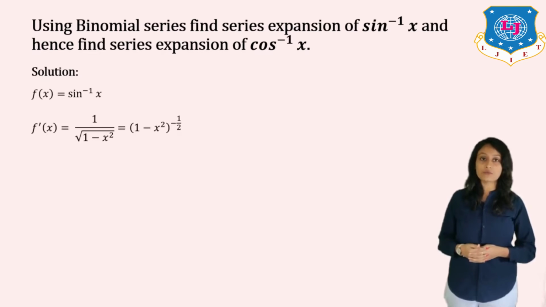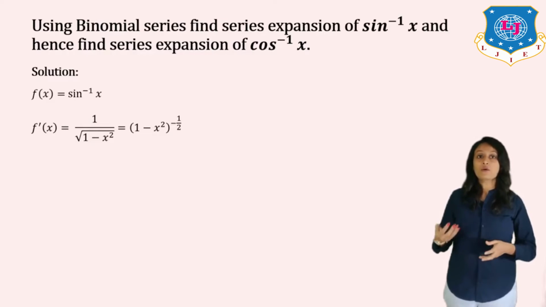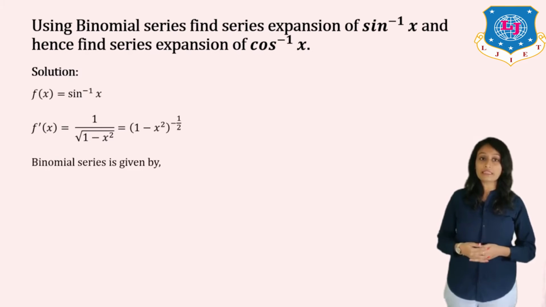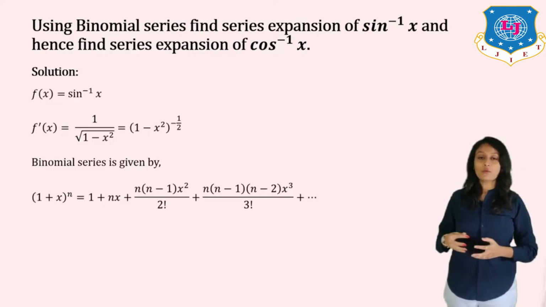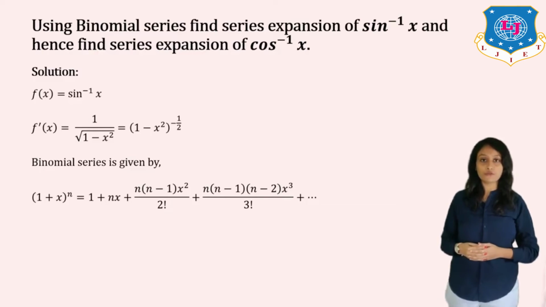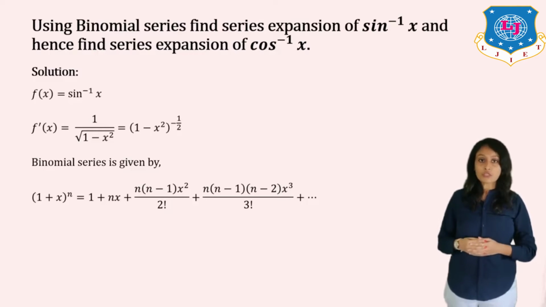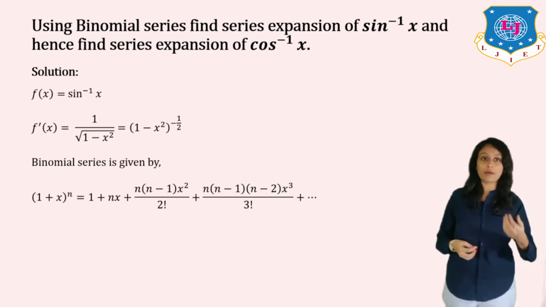So f dash x is what? The derivative of sin inverse x is 1 upon under root 1 minus x square. Now we will write this 1 upon under root 1 minus x square as 1 minus x square raised to minus 1 by 2. Now we will compare this with the binomial series. The binomial series is given by 1 plus x raised to n, that is 1 plus nx plus n into n minus 1 upon 2 factorial x square plus so on. So we will compare this 1 minus x square raised to minus 1 by 2 with 1 plus x raised to n.